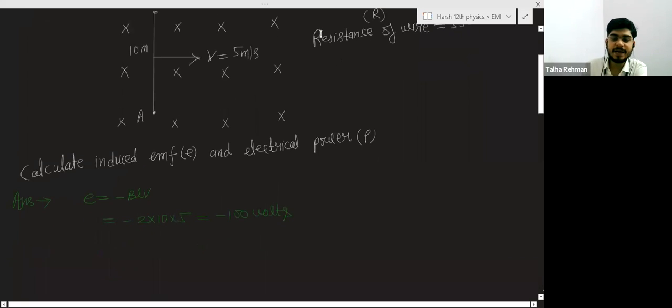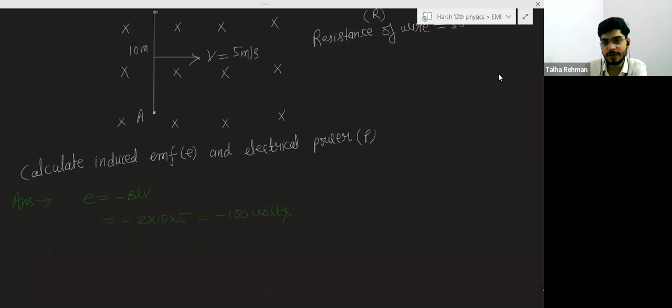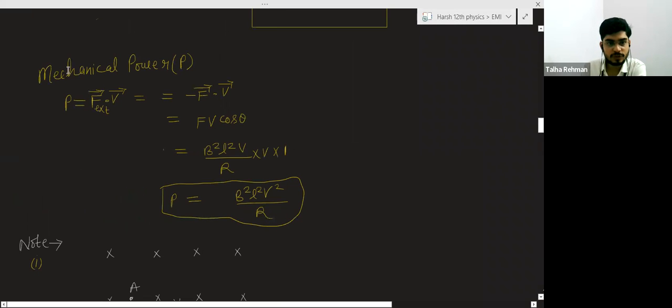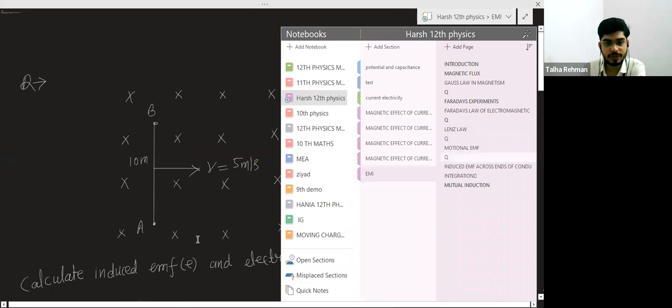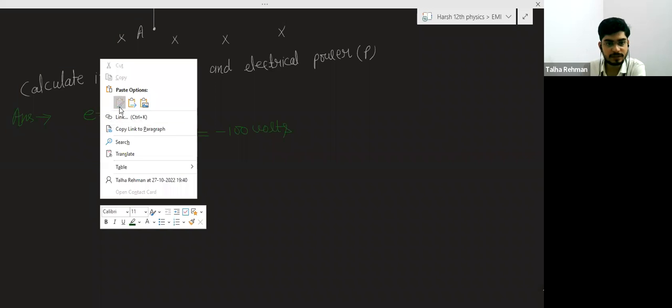Okay, and mechanical power is spent. We have discussed power here. Here I have discussed the power. So this is your mechanical power: B square L square V square by R. So this formula will be used here, and we can use this formula and we will get the answer.